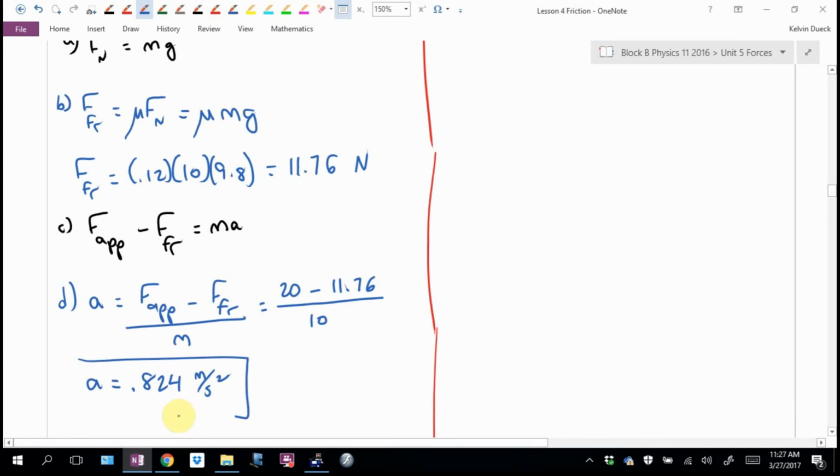Will this accelerate? Yep. How fast? Oh, by the way, now if I wanted to, and I didn't, but if I told you that VI was 0, I could say how long for it to travel 12 meters. Find T. You know acceleration, you know VI, you know D, you can find T. Or I could say if it travels for 18 seconds, how fast will it be traveling after 18 seconds? You can find V final now. All the previous stuff is fair game.